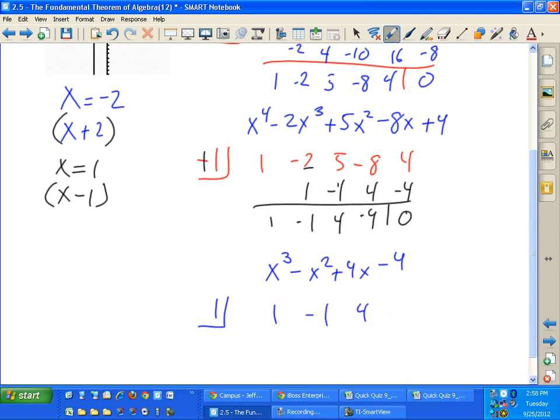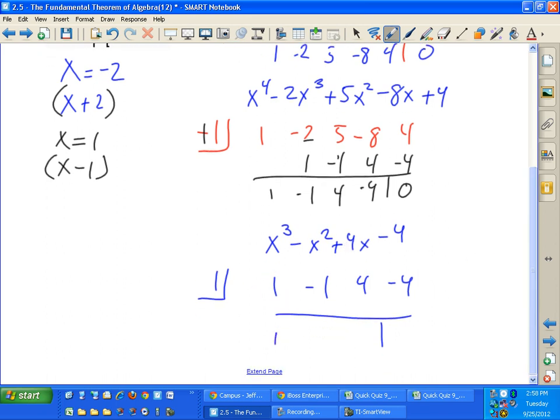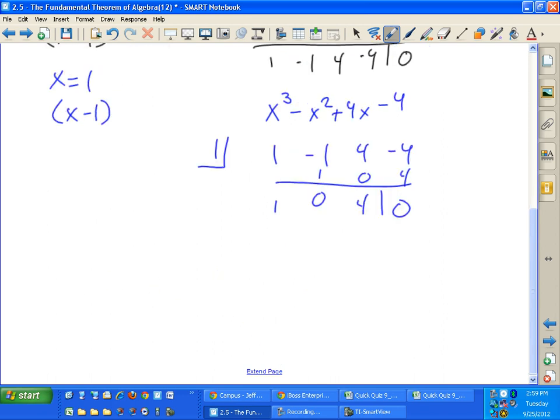Since I can't factor this guy, I don't know how to factor that. I'm going to bring down my 1, multiply by 1, 0. I get 0 here, add straight down, multiply by 1, I get 4. So now I'm left with another one of x equals 1 as a solution. So another factor, a linear factor, is x minus 1. And I'm left with this thing of x squared plus 4.